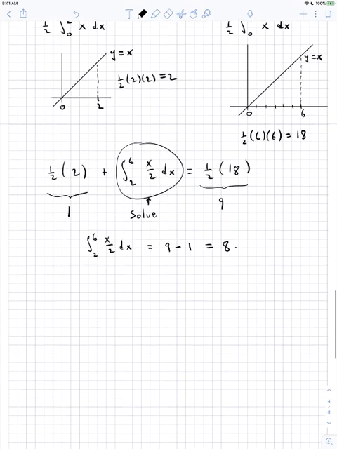The last properties that we want to talk about are what are usually called the comparison properties.